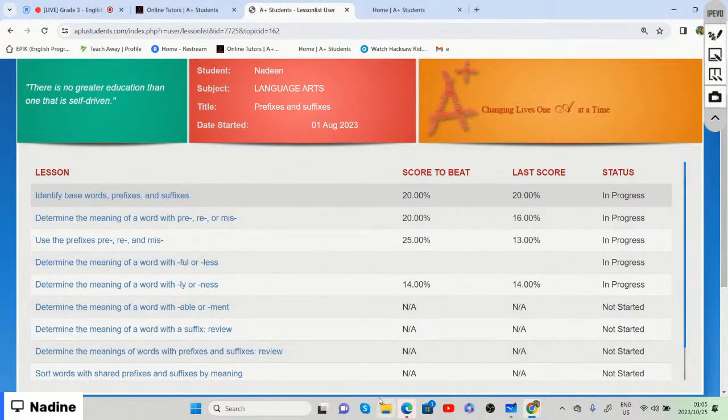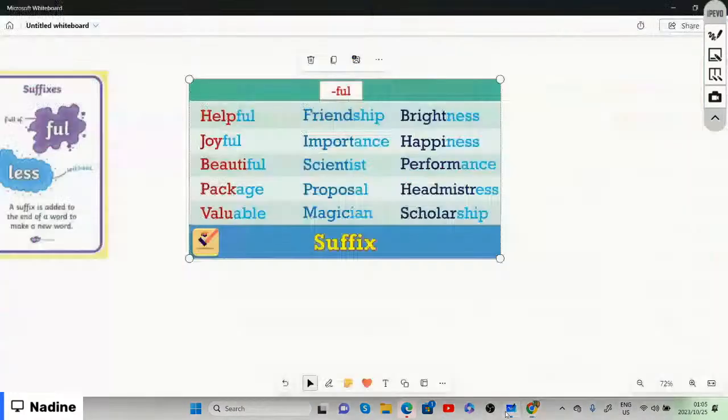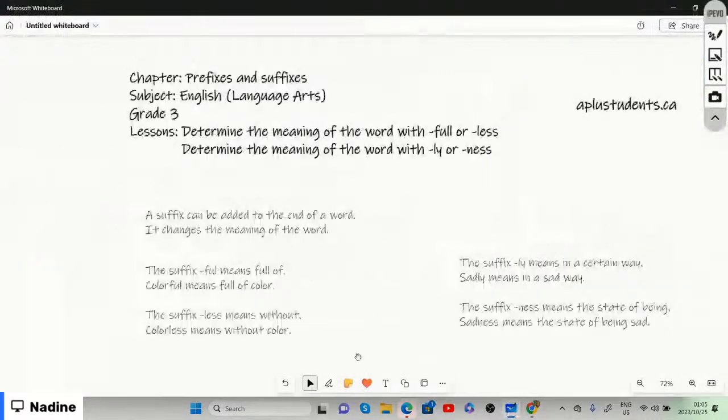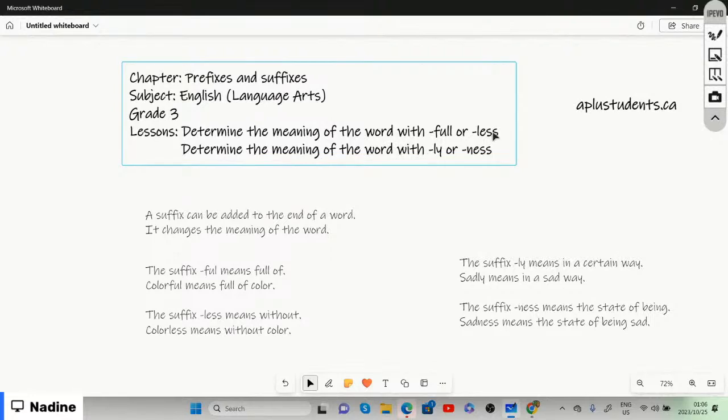All right. So now, our chapter is prefixes and suffixes. Our subject is English language arts. We are doing grade 3. And the lessons that we are focusing on are to determine the meaning of the suffix full or less. Once you say the word, it will sound as less, but if you read the word, it will sound as less. And then to determine the meaning of the suffix ly or ness.